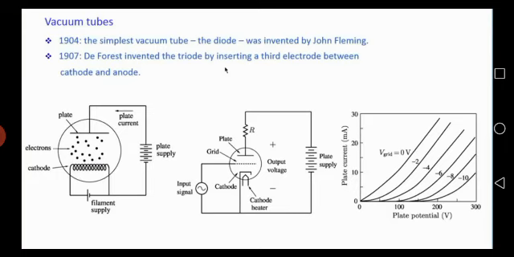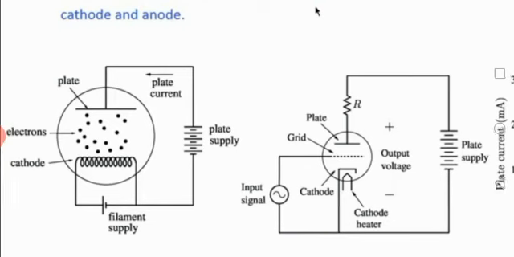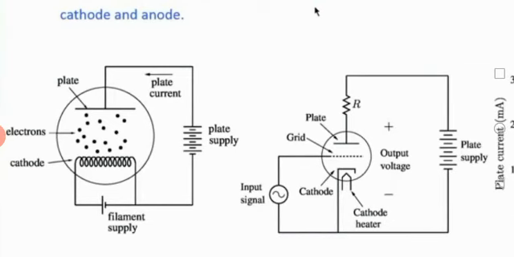Okay, now let us examine the working of diode. The leftmost circuit is the diode valve, and in a diode valve you can see there is a cathode and there is an anode, and the plate is called anode, and we have provided the positive potential on the anode, on the plate, with the help of plate supply.